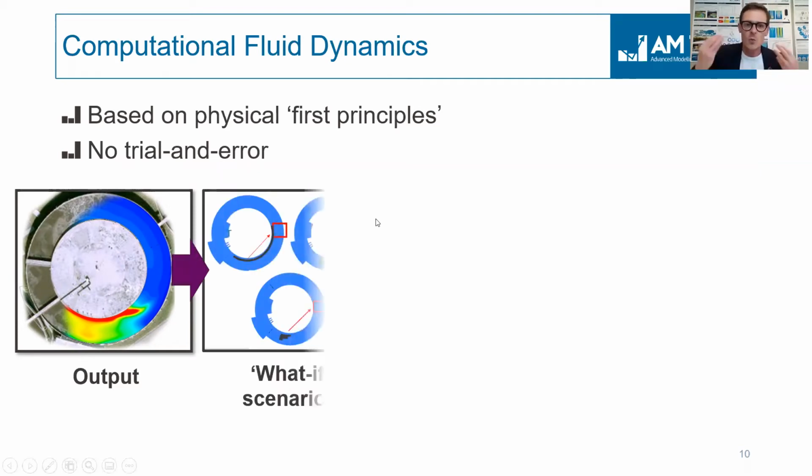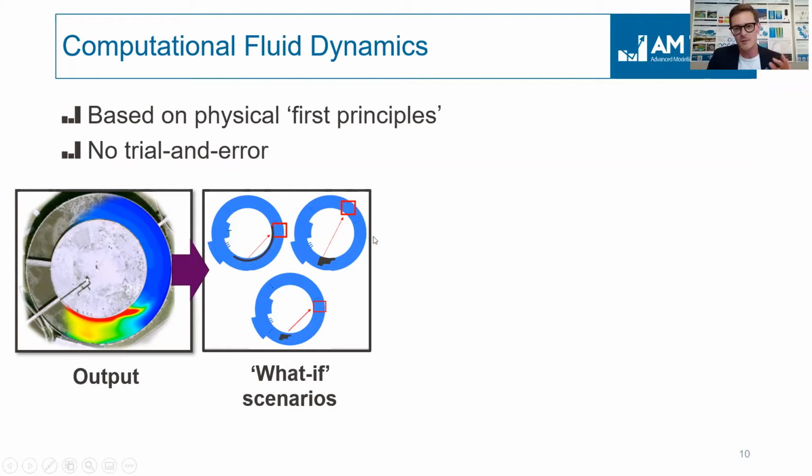So then you can do these what-if tests. This means, what if we switch off some of the mixers? What if we would move some of the aerators upstream? Things like that. Things you can actually never test in practice or in reality.